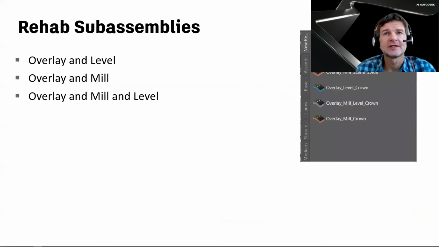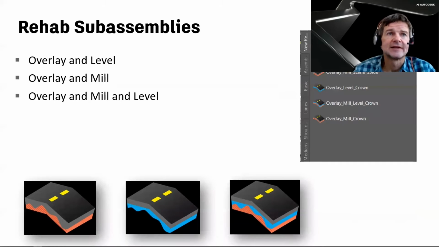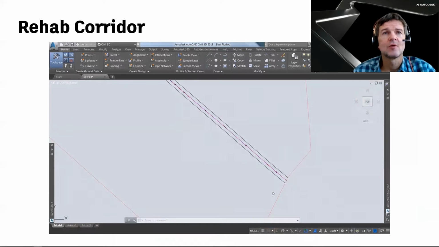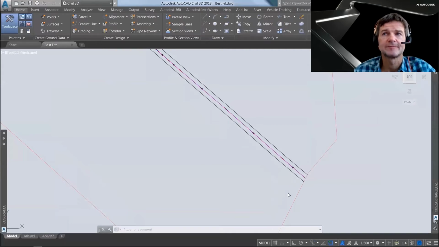And then what we have are really rehab subassemblies, rehabilitation subassemblies, and one is specifically for overlay and level. The second one is for overlay and milling, and the third one is in fact overlay, milling, and leveling. So all three. So you have this. Obviously, there is help related to this, but now let's have a look at how it can look.